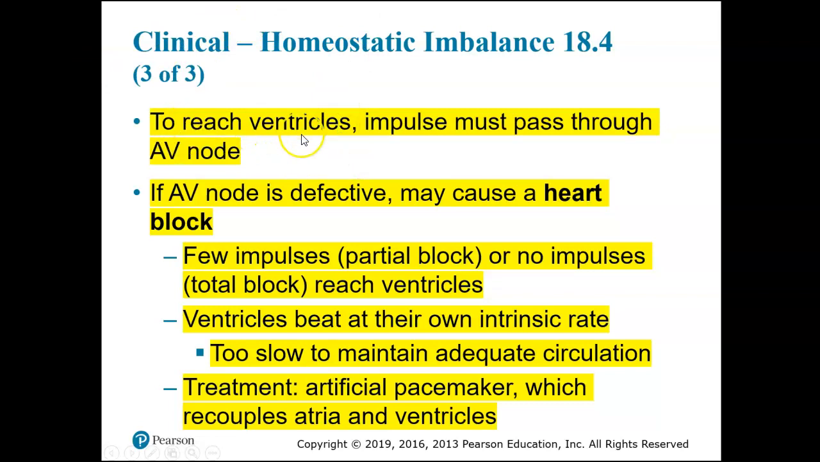So to reach the ventricles, the impulse must pass through the AV node. So sometimes if the AV node is defective, that may cause a heart block. And few impulses would cause a partial block, but no impulses would cause a total block. And in that case, the ventricles will beat at their own rate, and that rate is too slow. The person would die. So the treatment is with an artificial pacemaker.